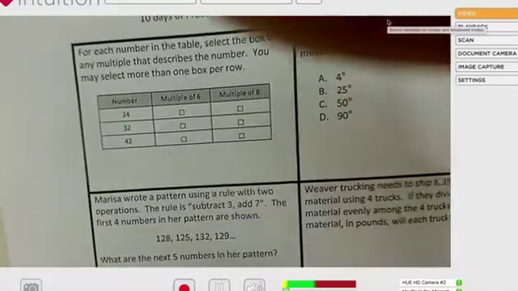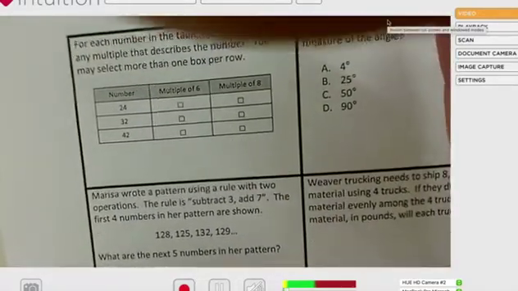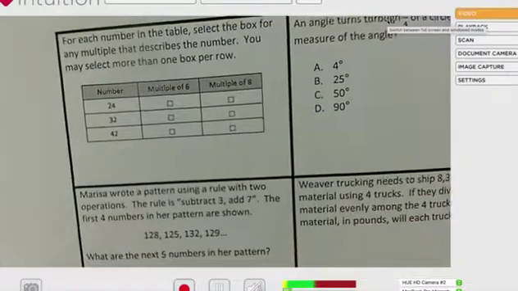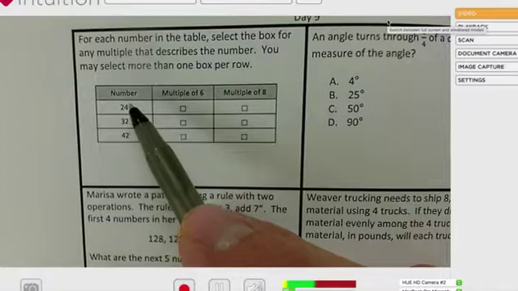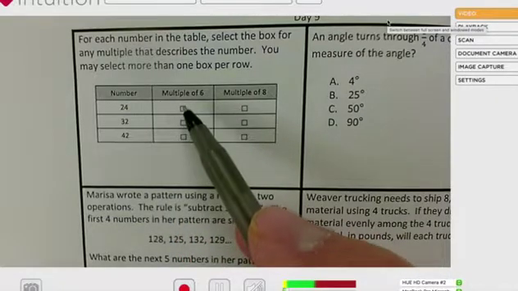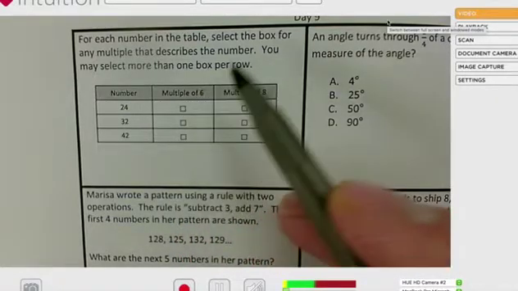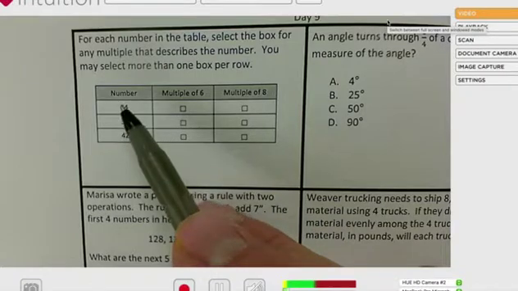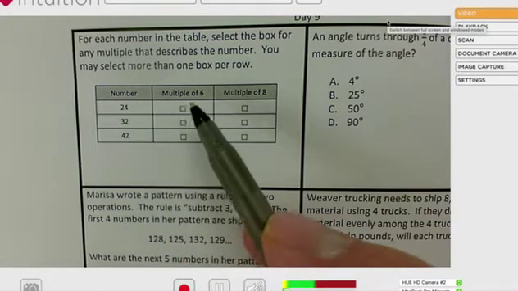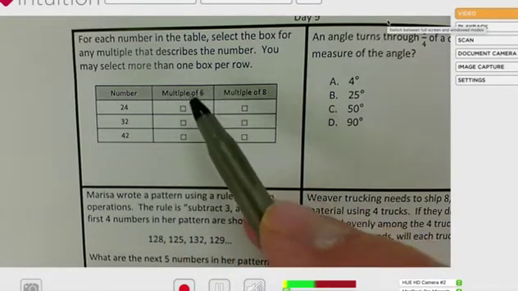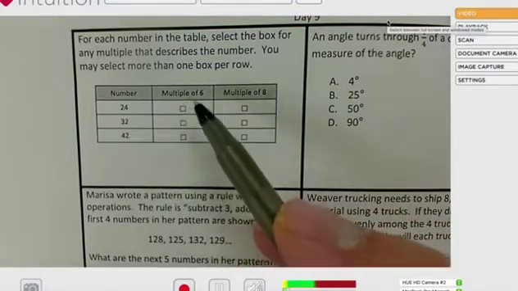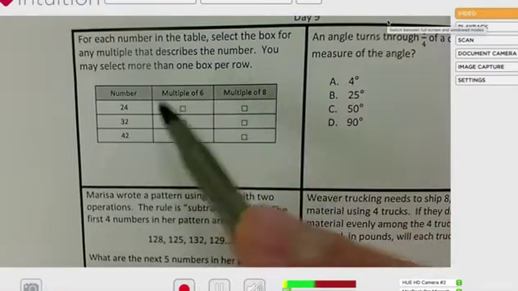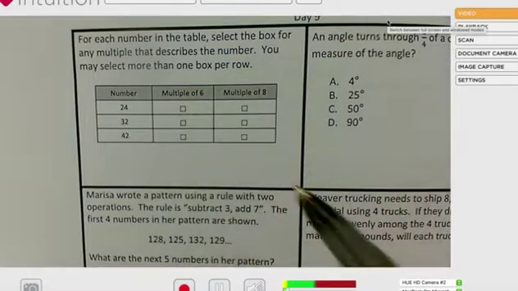So for the very first one right here, it says, for each number in the table, select the box for any multiple that describes the number. Well, what does that really mean, Mr. Brown? It means this. This is a 24. Is 24 a multiple of 6? In other words, if you skip count by 6, will you eventually get 24? Or can you multiply 6 by something else and get 24? If the answer is yes, put a little X or a check mark there. If the answer is no, you do nothing to that box.